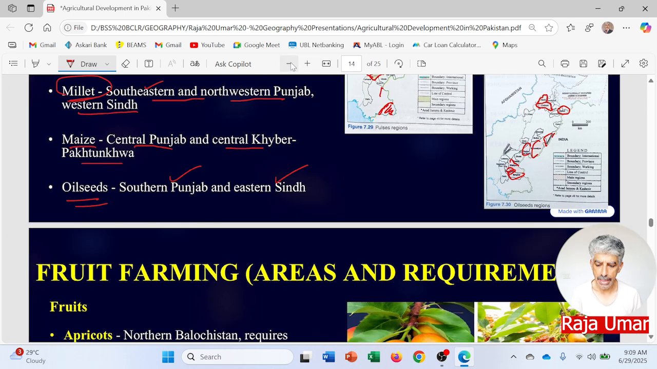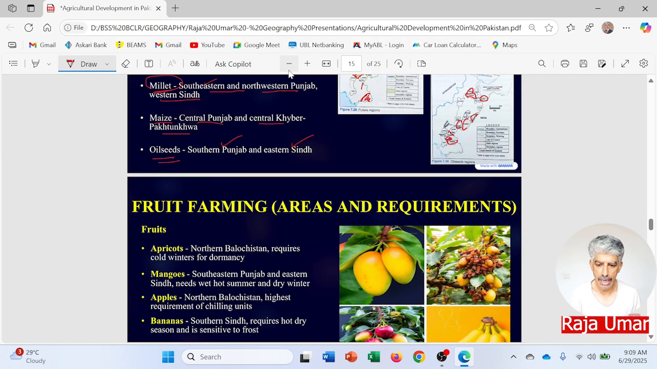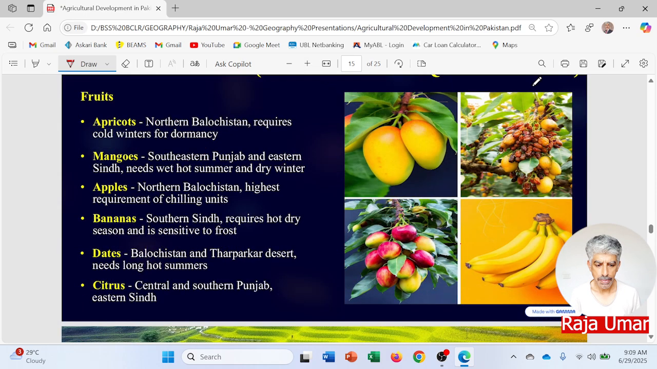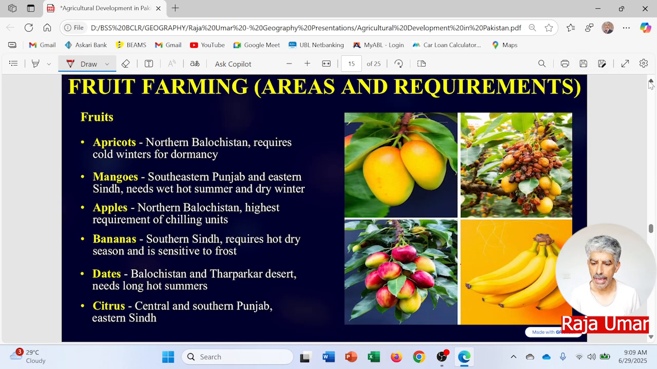Now moving on to the next slide, and that is related to fruit farming. Apricots, mostly they are grown in the northern areas of Pakistan and the hilly areas, mountainous regions. Colder climatic conditions are the main requirements of apricots. Northern Balochistan above Quetta Valley, and it requires cold winters for dormancy, and northern areas Gilgit and Baltistan are also really famous for the growth of apricot over there.